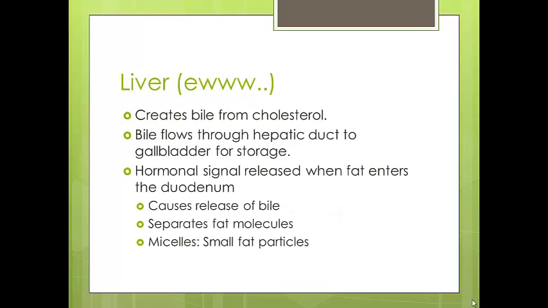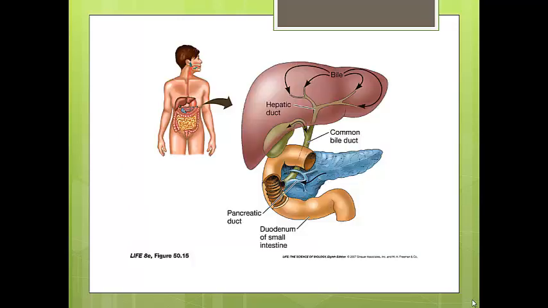The liver creates bile from cholesterol. This bile flows through the hepatic duct and the gallbladder stores it. When fat enters the duodenum, a hormonal signal is released, which causes bile to be pushed into the small intestine, where it separates fat molecules into smaller fat molecules called micelles.